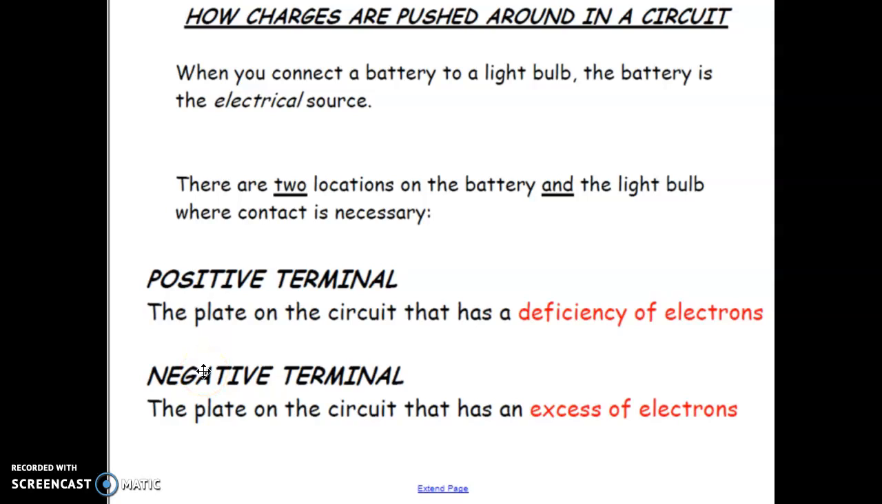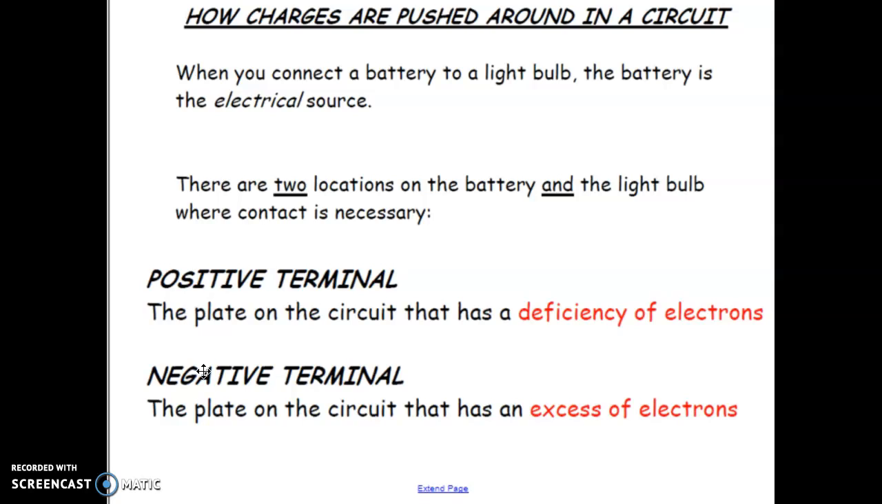Okay, so for this next part, we're going to talk about what happens when the electrons are in the circuit. We already mentioned how electrons leave from the battery or the energy source, travel along the pathway, and then eventually come back to the battery. So we're just going to look at that in a little bit more detail.